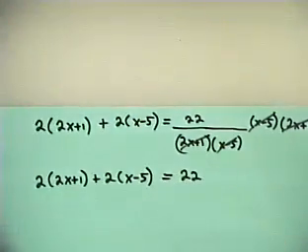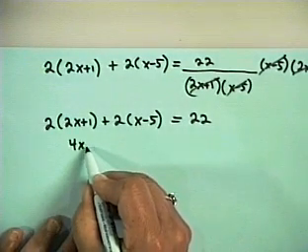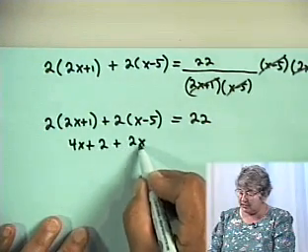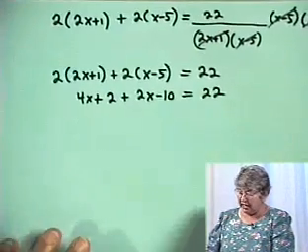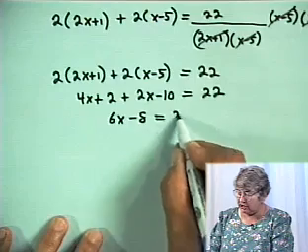So let's continue then working this problem to solve the problem. Let's distribute the 2 on the first term, so we'll have 4x plus 2 plus 2x minus 10 for the second term equals 22. Putting the like terms together, we will have 6x minus 8 equals 22.